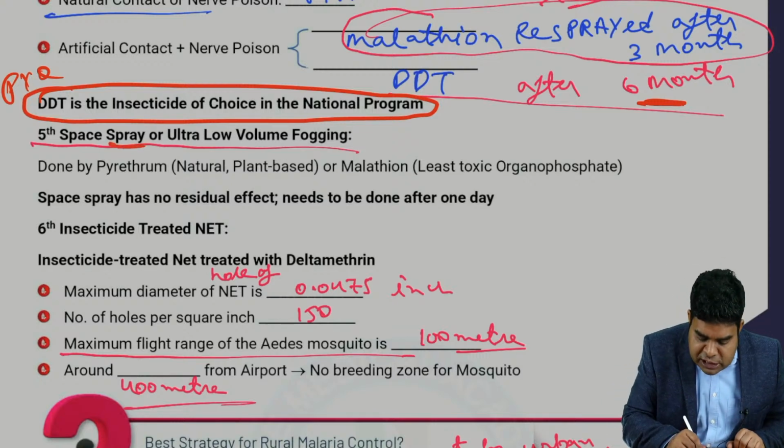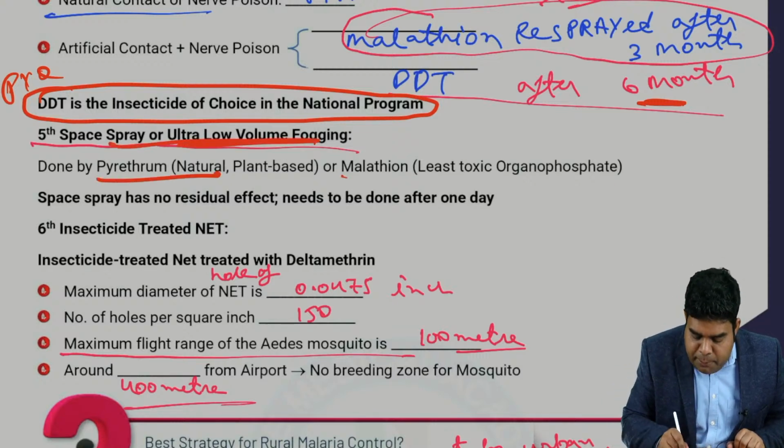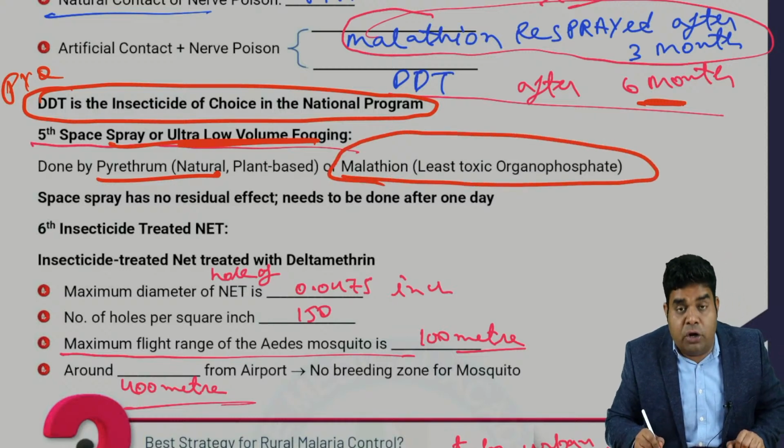And she was correct in beating me because at that time they used to use DDT in space spray. What should we use in space spray or ultra low volume fogging? Pyrethrum or malathion, because malathion is the least toxic organophosphate.